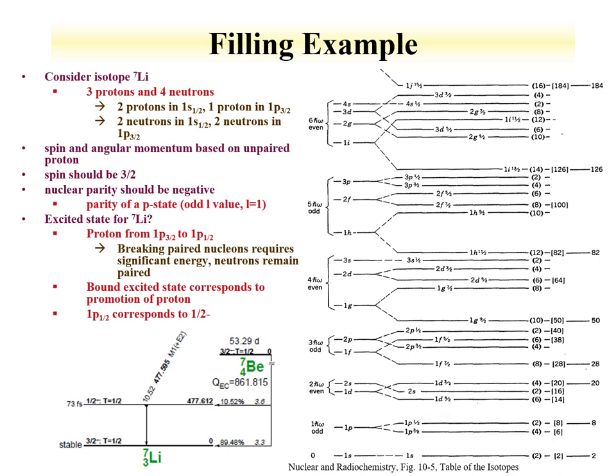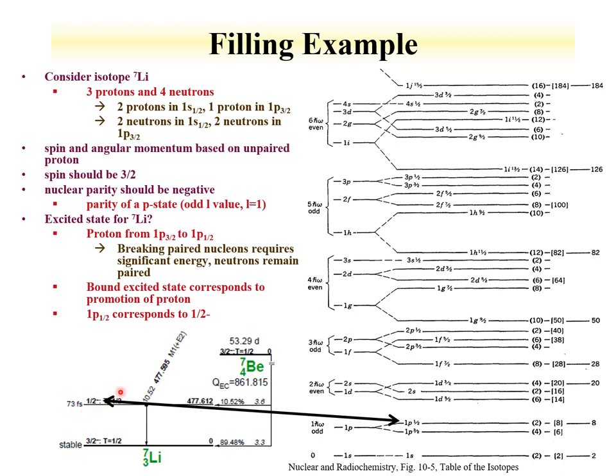We would expect the excited state of lithium-7 to have a spin and parity based upon the 1p 1/2. So the spin would be 1/2, and the parity based upon the angular momentum p, an odd L, should be negative parity. We would predict that it would be 1/2 minus, and that is what we see.